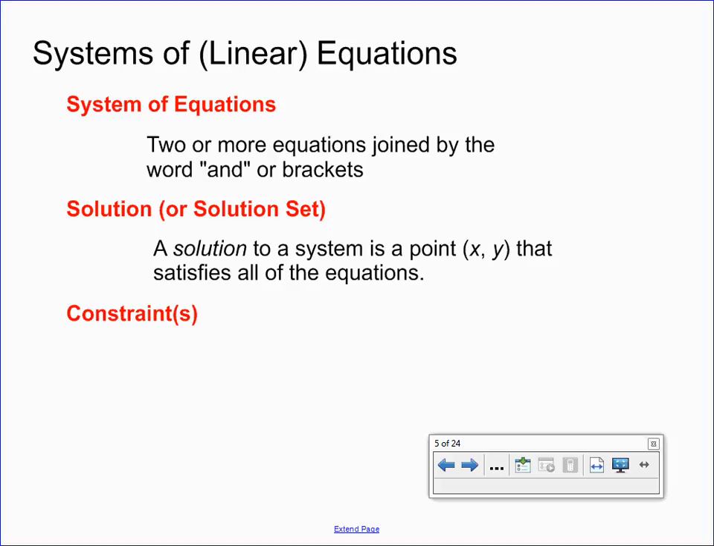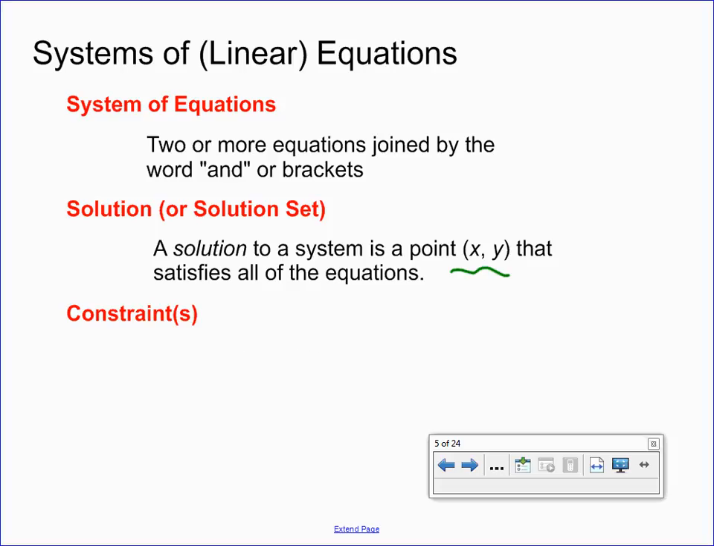Notice how the solution to a system is an ordered pair, x comma y, versus the solution to an equation like we saw back in Unit 1, which is typically just x equals 3, or y equals -7. When we're dealing with a system of equations, typically our solutions are a point, an ordered pair x comma y, and it's got to satisfy each of the equations in the system.